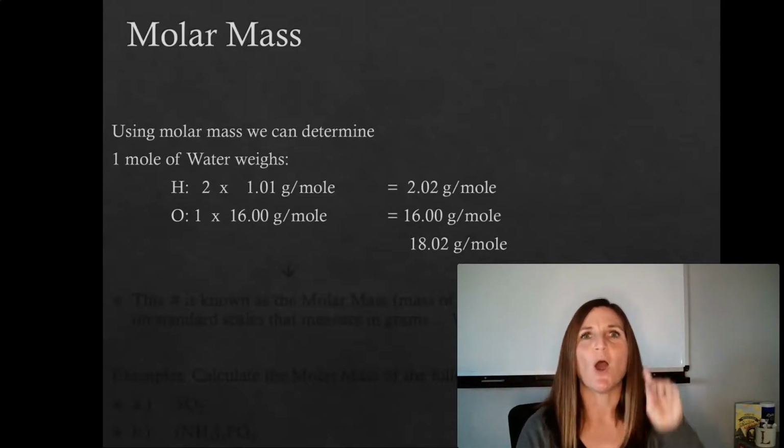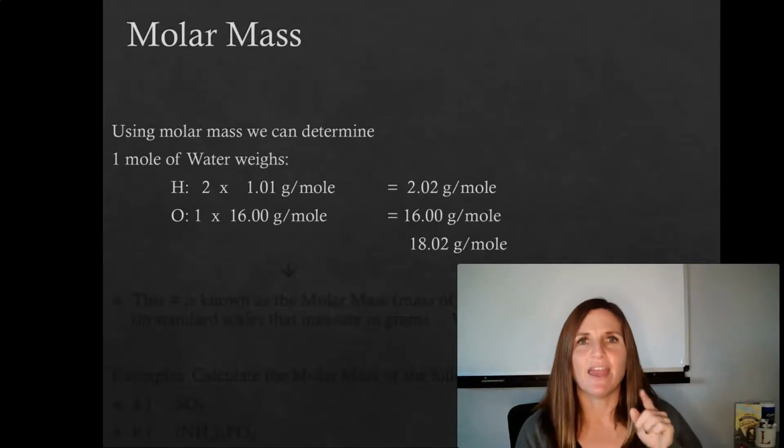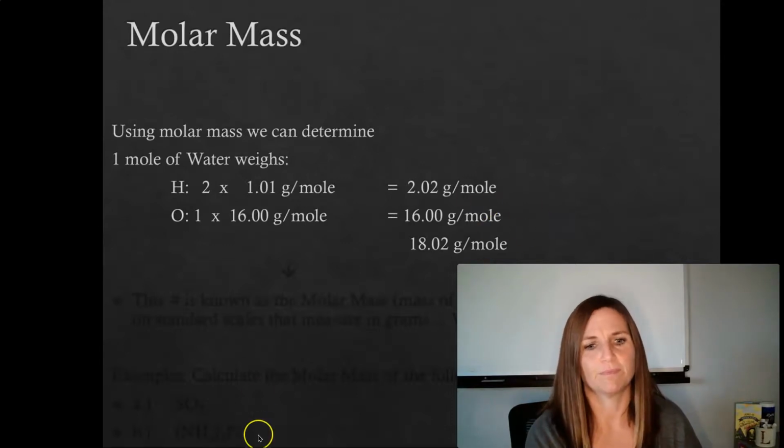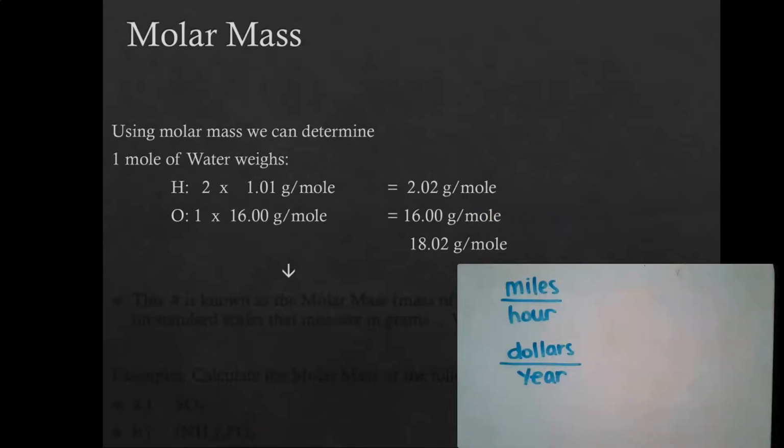So real quickly, what are the units for formula mass? They are AMU, or atomic mass units. And what are the units for molar mass? Well, they are grams per mole. Let's think about that term, grams per mole. Think of conversion factors that you may have used in your life before. The first one is miles per hour.